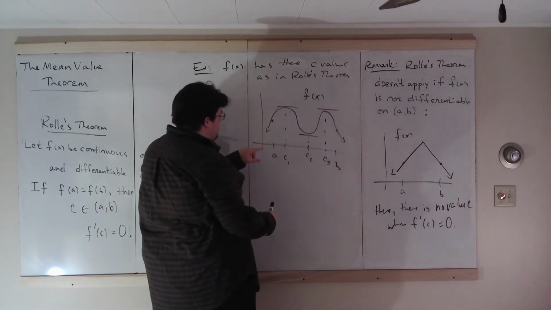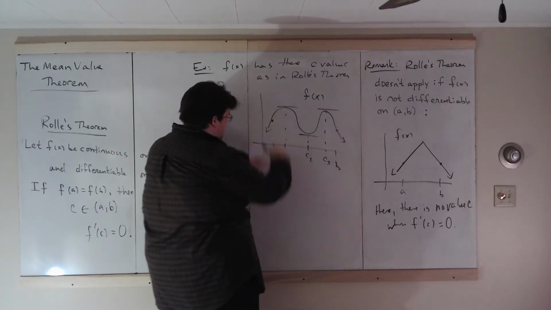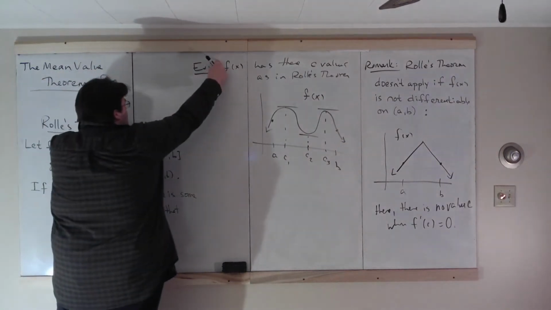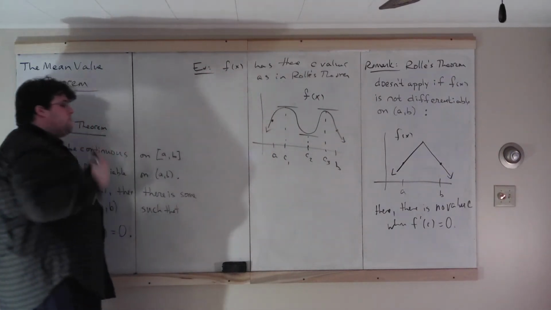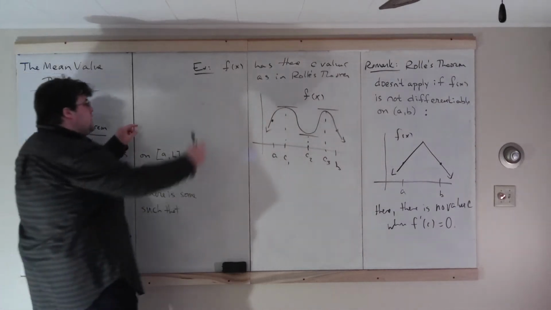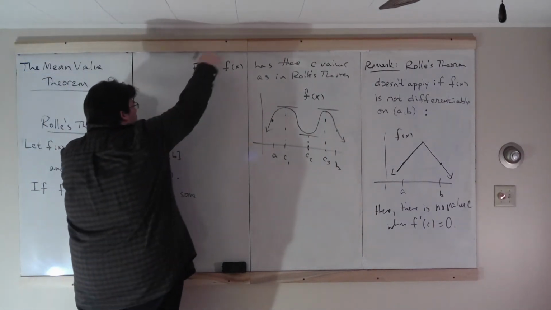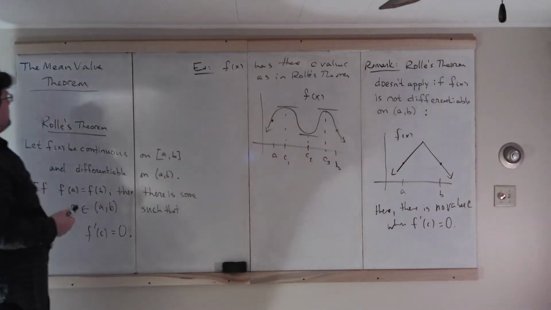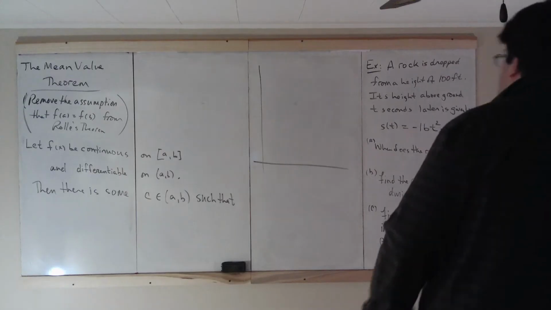If f of a isn't going to equal f of b, f of a will be, say, here, at that height. F of b will be, say, here. Well, the Rolle's theorem conclusion is still going to hold if you connect them in the same way. You just have to tilt it on its side. So let's take a look at that.